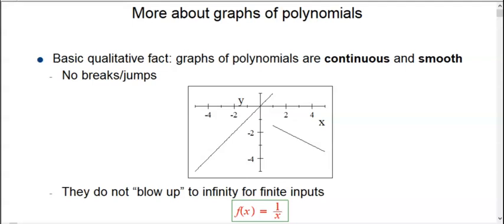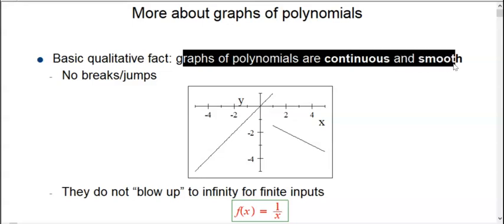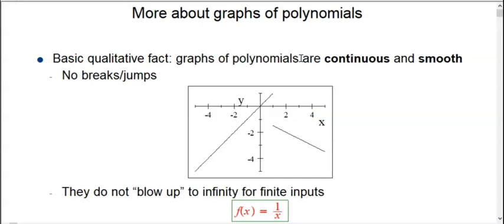One is just a really basic, nice qualitative fact. It's not numerical. It doesn't involve any calculation. It's that graphs of polynomials have these wonderful properties. They're continuous and they're smooth. We won't get real technical about that. That's a place for the calculus class, really.